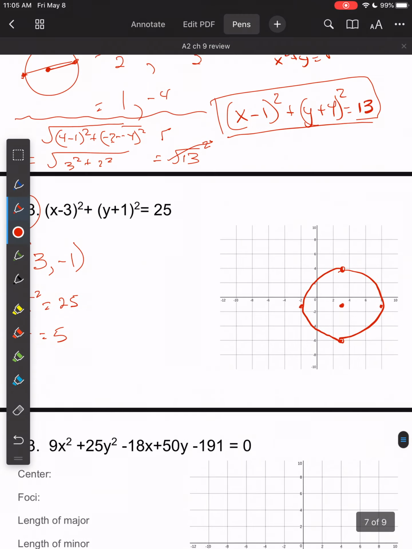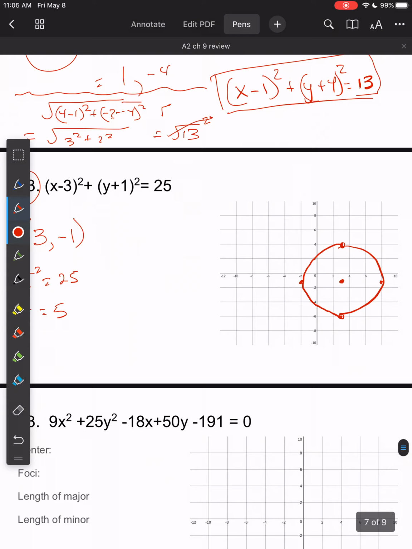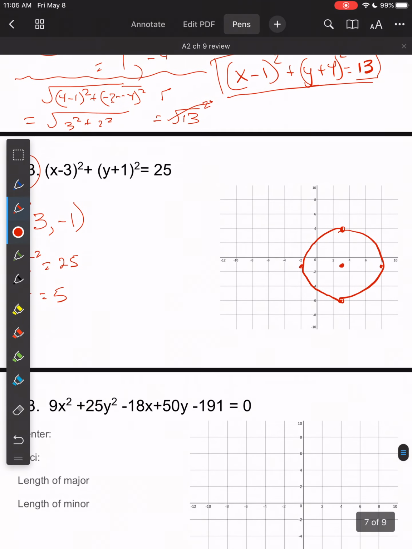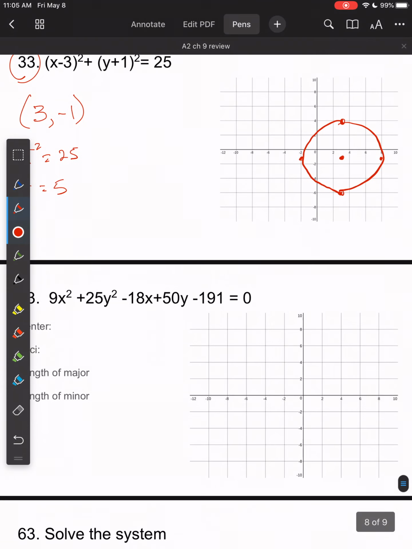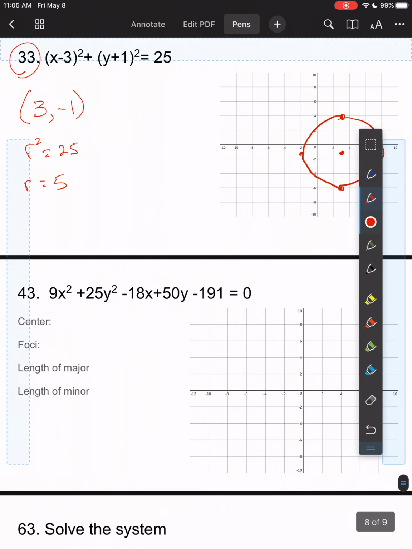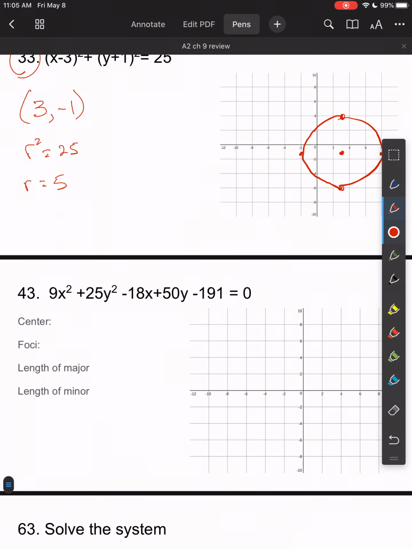Going on to 43. For this one, they want to know all this information, the center, the foci, the length of the major, the length of the minor, from this equation. So what I have to do is put this in standard form. To put this in standard form, I'm going to get my x's together. So 9x squared minus 18x plus something, plus 25y squared plus 50y plus something, because I'm going to be completing the square, is equal to 191. I just moved it over.